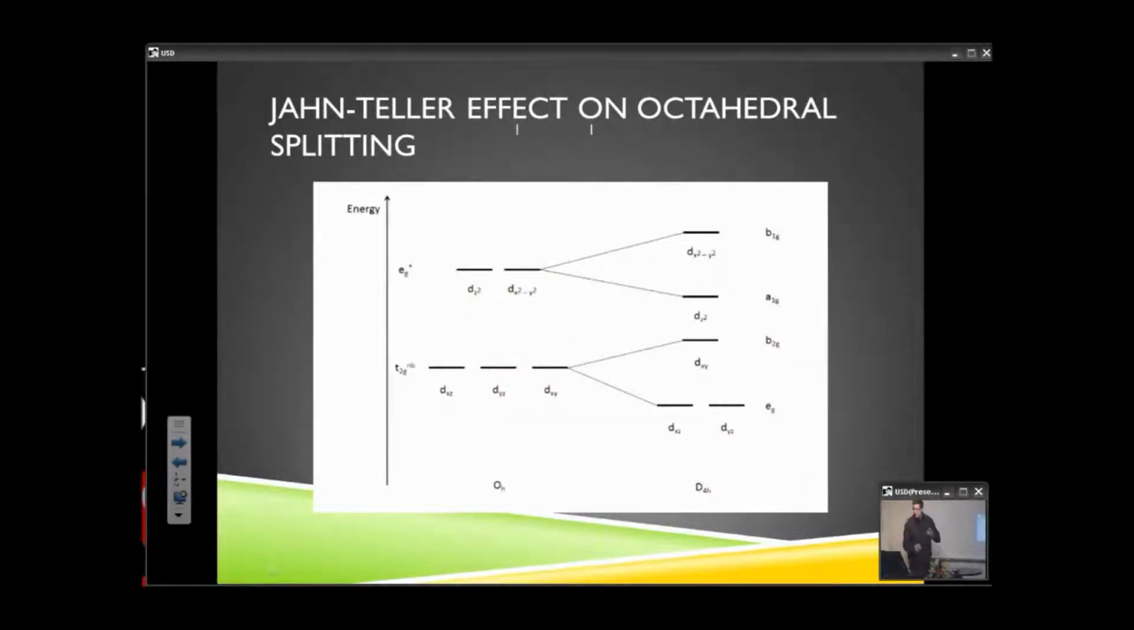It can be done in two different ways, both by elongation and by compression. With the elongation, it's similar to what we see on the screen here, where the z orbitals are going to be lower in energy, but as compression occurs, the orbitals with the z component are actually increased in energy, because elongation and compression are done along the z vector.